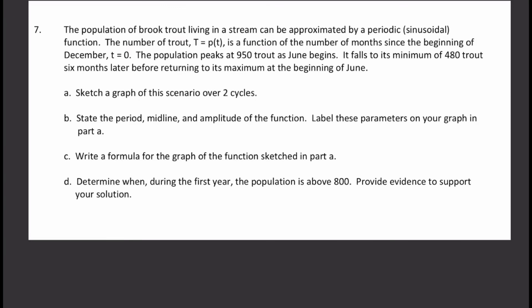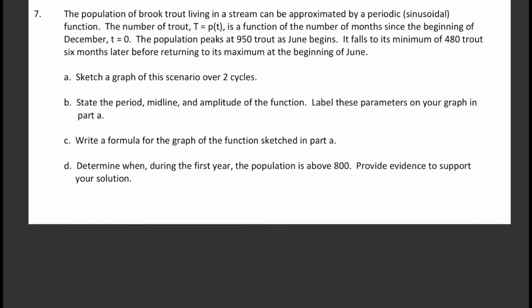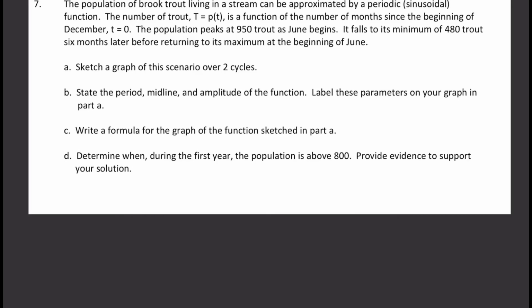And our last one. All right, the population of brook trout living in a stream can be approximated by a periodic sinusoidal function. The number of trout t equals p of t is a function of the number of months since the beginning of December. That's 0. Population peaks at 950 trout as June begins. So again, that's halfway. And it falls to a minimum of 480 trout 6 months later before returning to its maximum at the beginning of June. Sketch a graph of this scenario over 2 cycles.